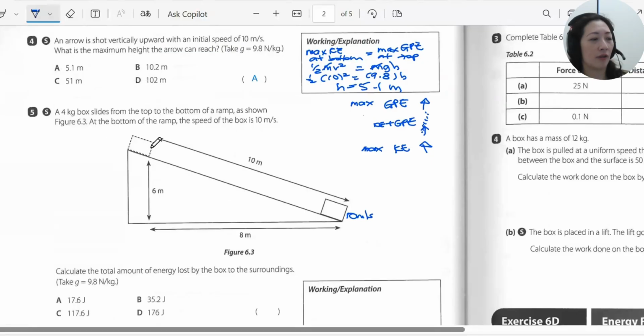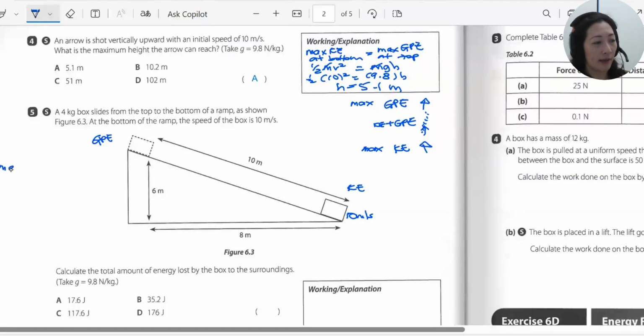It's because at the top of the ramp, at this point, this box has gravitational potential energy. Now, when we let this go, the box will start to slide down, and when it reaches the bottom, it will convert the energy to kinetic energy. So it starts off with gravitational potential energy, and then as it goes down, it loses gravitational potential energy and gains kinetic energy. But the question is asking us for the total amount of energy lost by the box to the surroundings. So why is the energy lost? Possibly due to friction, right? So there's heat generated. How do we figure this out?